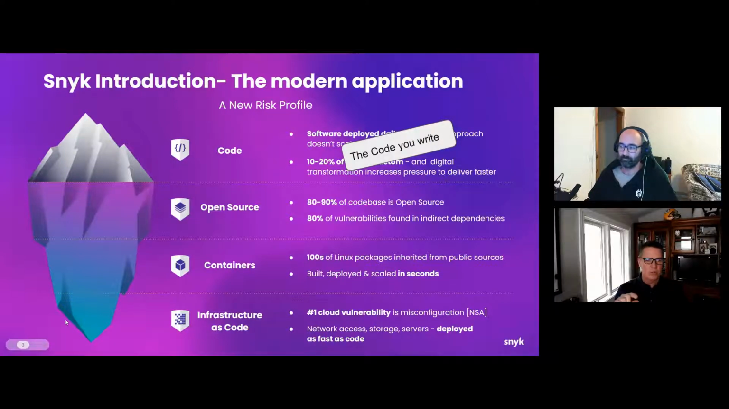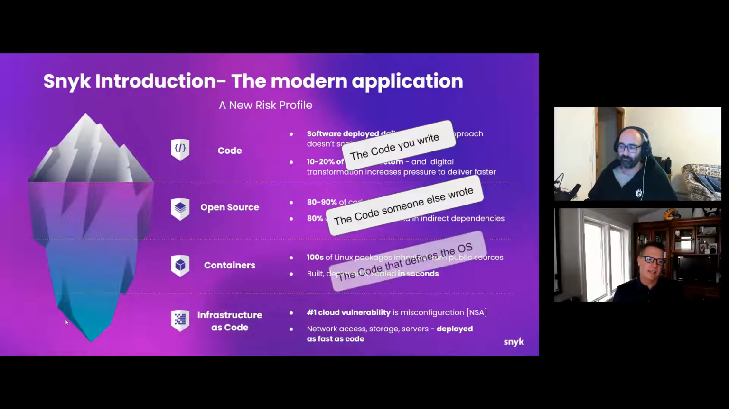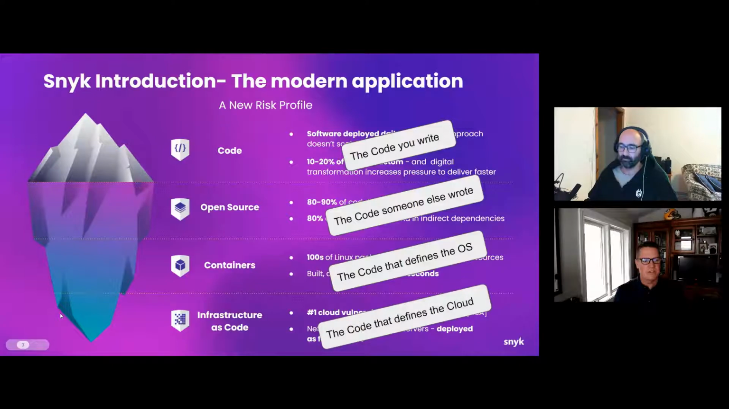It's the code you write. When you look at open source, it's the code somebody else wrote. When you look at containers, it's the code that defines the operating system with Docker files or the containers. And then ultimately, if you look at infrastructure as code, it's basically the code you write that defines your cloud infrastructure. So our focus is to say all of this code that's being written or used, what is the risk associated with it? How do you identify it? All of them have unique ways to actually discover vulnerabilities, but they also have unique ways to solve them. Our focus is that.